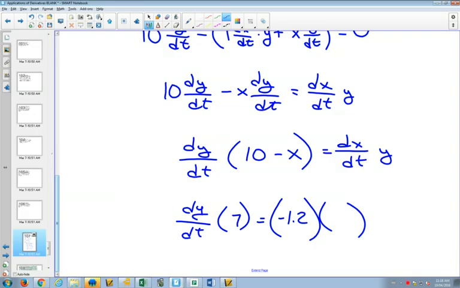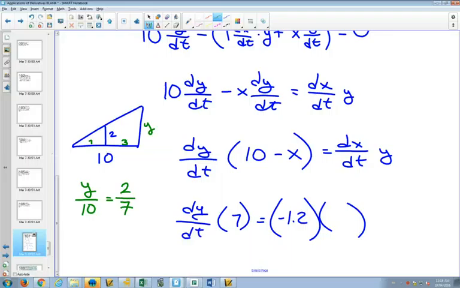So if we set up our triangle again and just have a look at this, we know that this is 10. We know that the height of the man is 2, and this part here is 3, making this part 7. How high is the shadow at that moment? Again, we can use our similar triangles. We know that y over 10 is similar to 2 over 7. So at this moment, the height is 20 over 7.